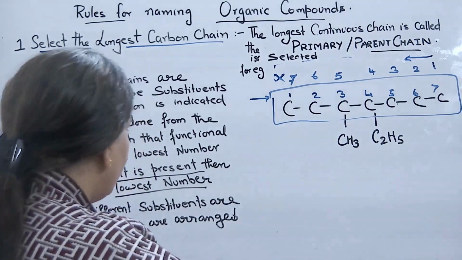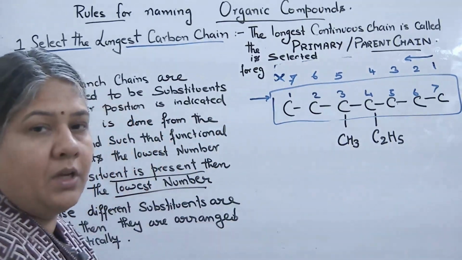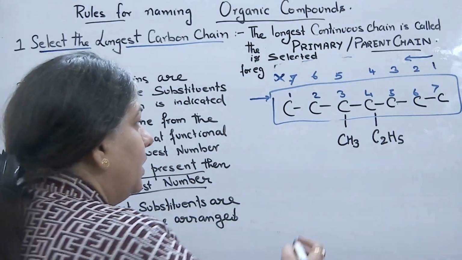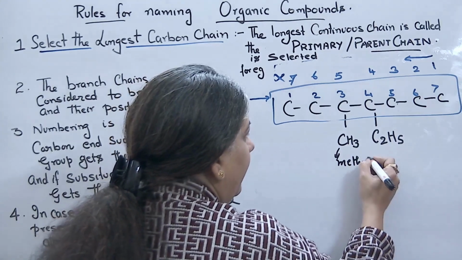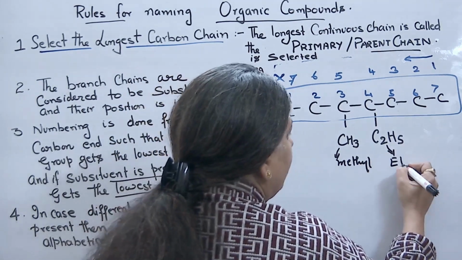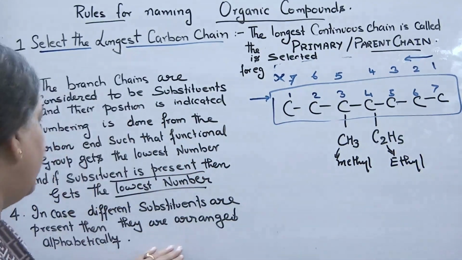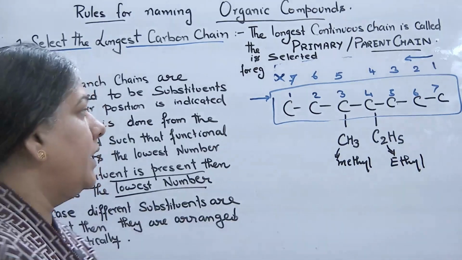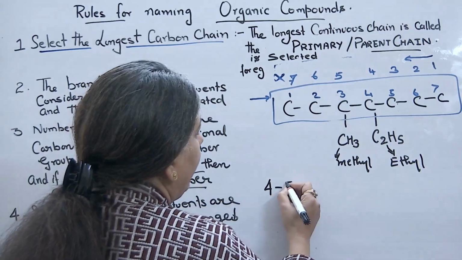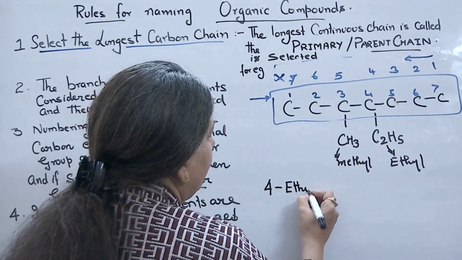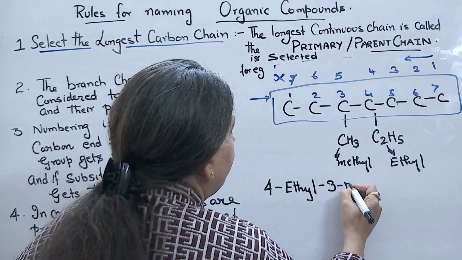Okay. Now, how will you write the name? Because there are two substituents, which one should be named first? So this is methyl, and this one is ethyl. Now use this rule, that they are arranged alphabetically. So the name will be 4-ethyl, then put a dash, 3-methyl.